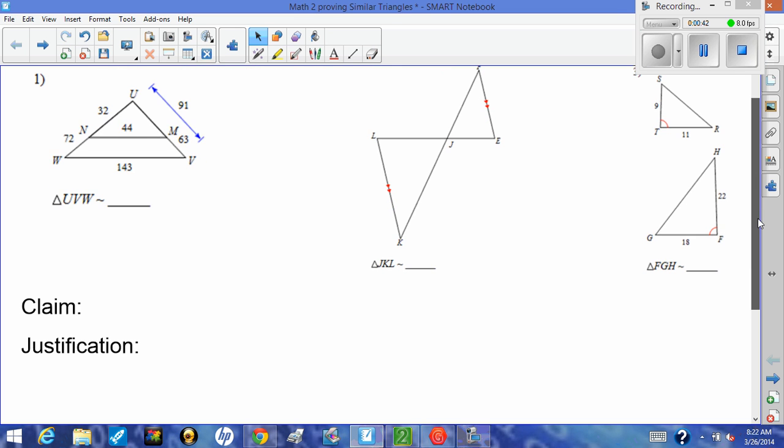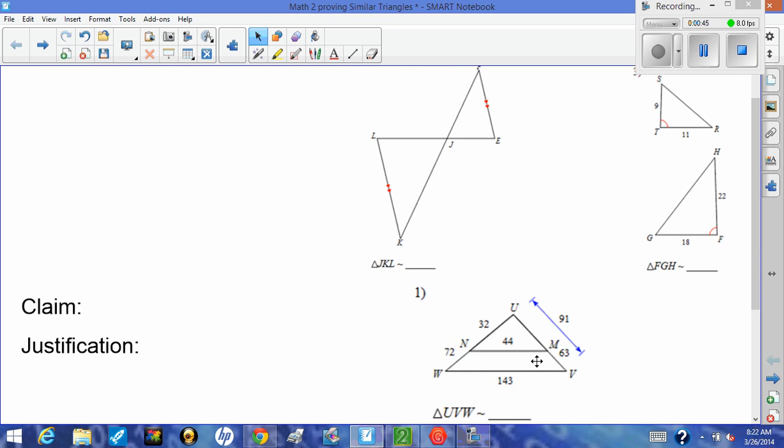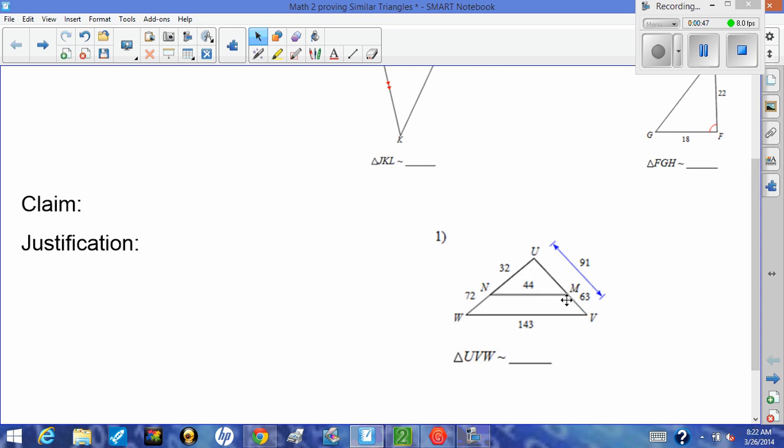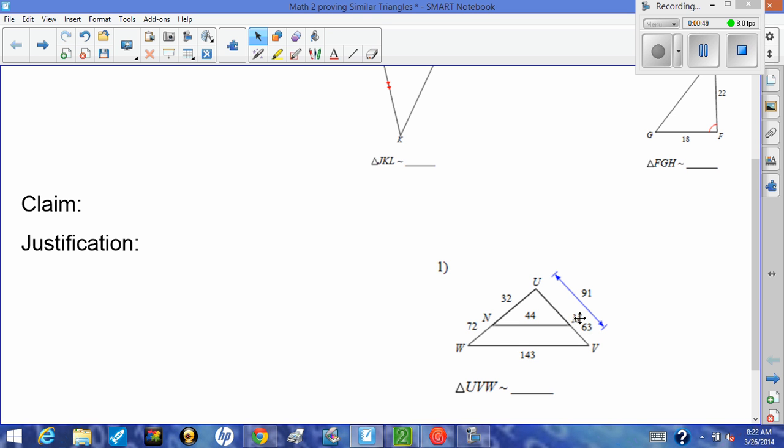We're going to look at problem number one. So I'm going to go ahead and drag that down here. And we're going to look at these triangles. All right, we need to prove that these two triangles are similar. We have triangle UVW, that's the big triangle, and the smaller triangle is UNM. Now, one of the first things I notice about this problem that's going to help me decide which method to use is I have all the sides. If I have all the sides, by definition of similar triangles, corresponding sides have the same ratio. I can use that concept and prove this by side, side, side. So let's go ahead and take a look at this problem.